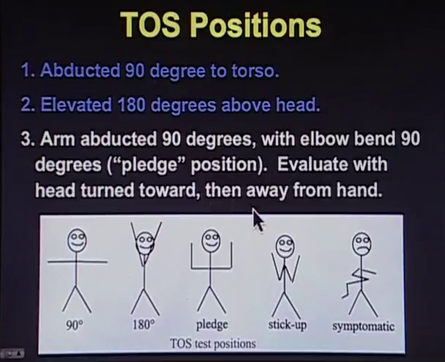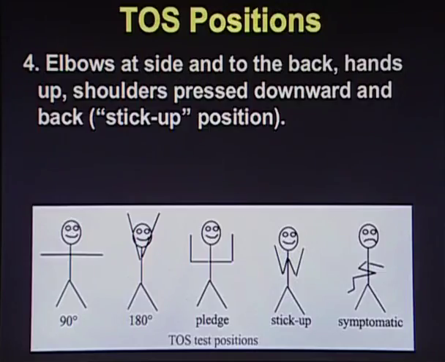We then evaluate in what I call the pledge position, and this can be turned into the Adson maneuver, in which, in the pledge position, we have the patient turn their head towards the arm and then away from the arm, and we look for any decrease in the perfusion out to the hand of the arm. The next one is the stick-up position. This is elbows at the side with hands to the back, hands up, with shoulders pressed downward and back, loosely referred to as the stick-up position, like you're being robbed. Give me all your money, put your hands up.